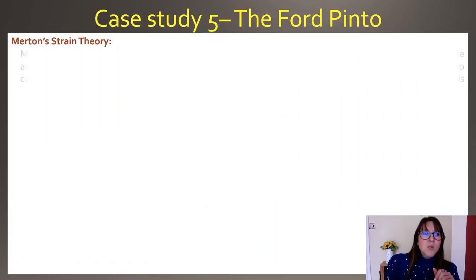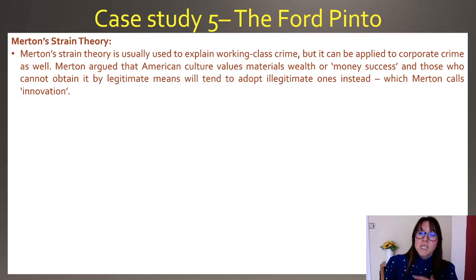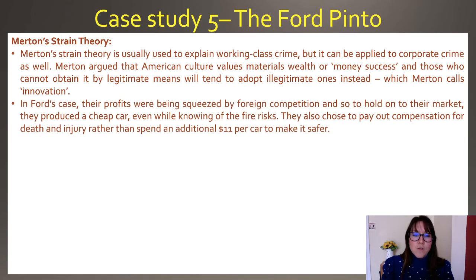How we applied it, we said it could be Merton's strain theory, this idea of money success, weighing up the cost of suing versus the cost of changing all the cars. It was better for people to die than to change all the cars because of the strain that they had as a corporation to stay at the top. So the squeezing of those profit margins.